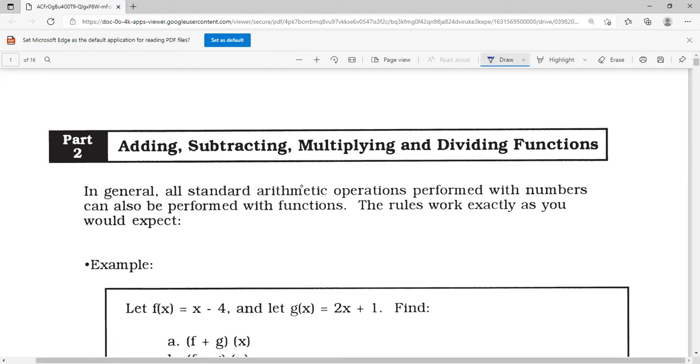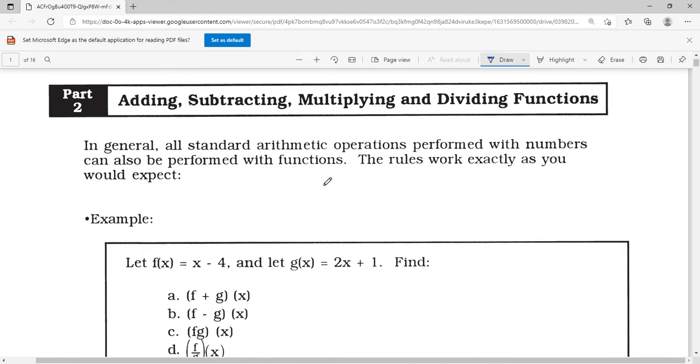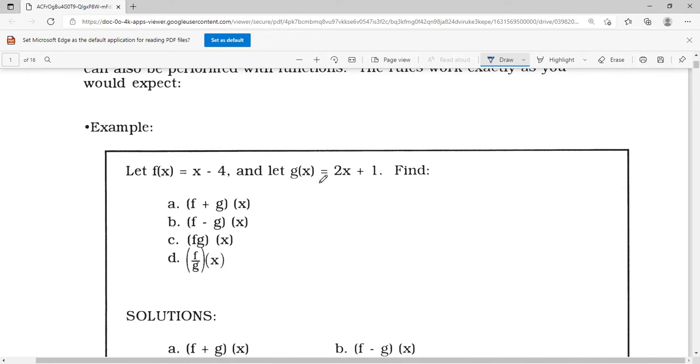Hello everybody, this is Precalculus, Chapter 2, Part 2, and this covers adding, subtracting, multiplying, and dividing functions. So in general, all standard arithmetic operations performed with numbers can also be performed with functions. The rules are exactly as you would expect. Alright, so here's some examples.